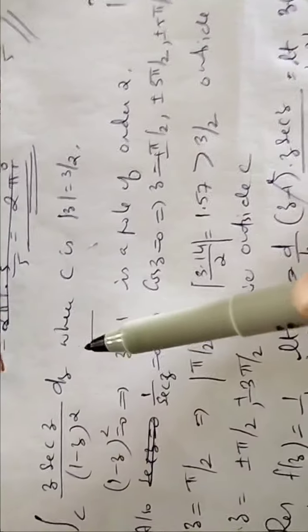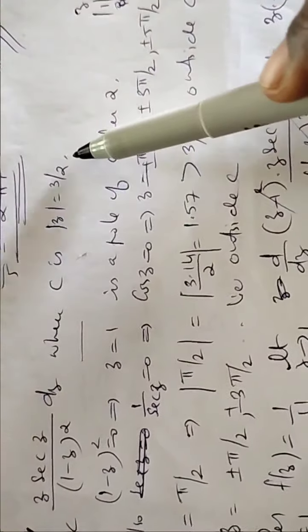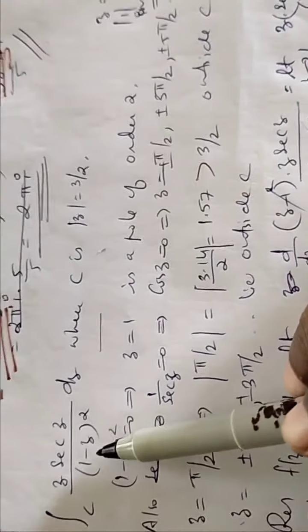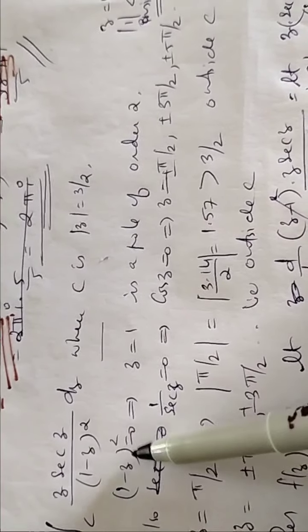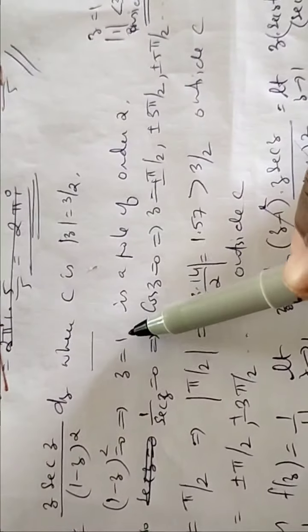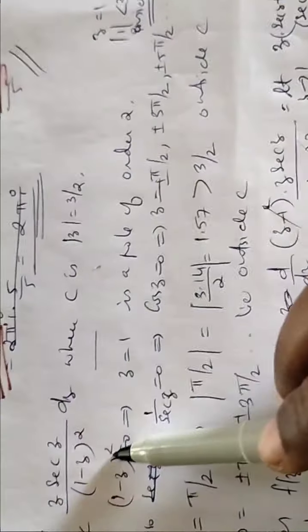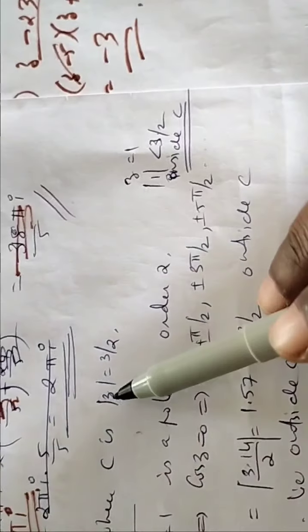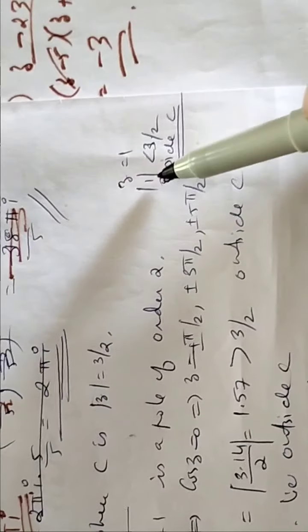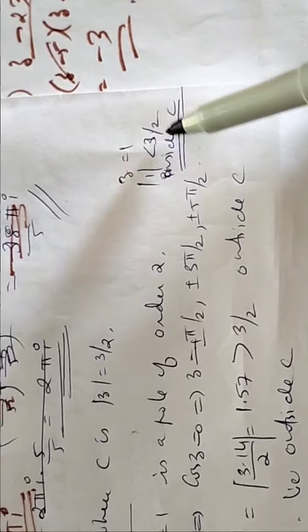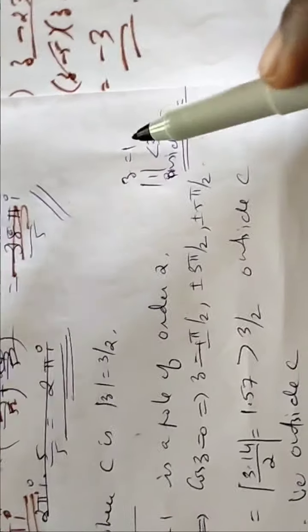Again, next one, integral over C of z sec z dz, where C is mod z equal to 3 by 2. Here also the denominator is (1 minus z) the whole square. Put the denominator (1 minus z) the whole square equal to 0. So z will be 1 repeating 2 times. And what about this point z equal to 1? Substitute in the circle. Modulus of 1 is less than 3 by 2. Okay, 3 by 2 is 1.5. So z equal to 1 lies inside C.